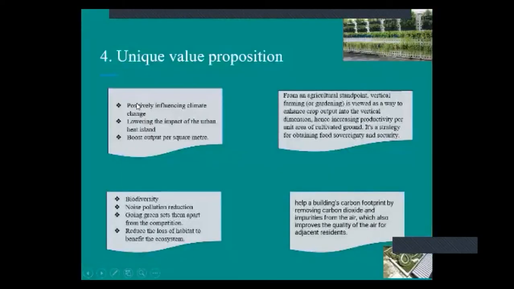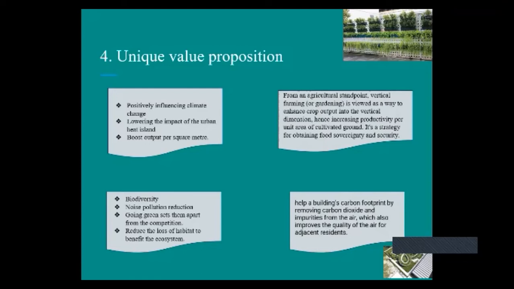Yeah, I'll be talking about the unique value proposition. The unique value proposition are: one, it positively influences climate change. That is, it creates biodiversity in the environment. It helps reduce noise. And from an agricultural standpoint, vertical farming or gardening is viewed as a way to enhance crop output into the vertical dimension. That is, it helps the productivity per area unit of cultivated ground. It's good for food sovereignty and security.